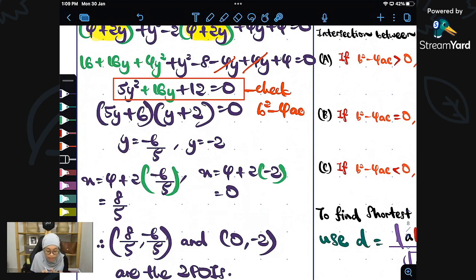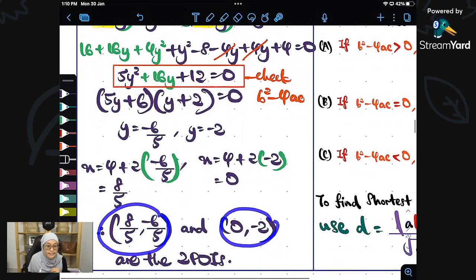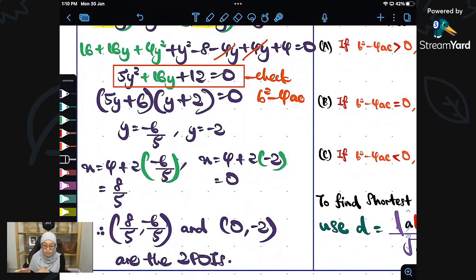So when I do factorization, oh, I see there are two coordinates. So when there are two coordinates, it means there are two POIs. There are 2 points of intersection. Therefore, we have nothing to worry about. We already found the coordinates.